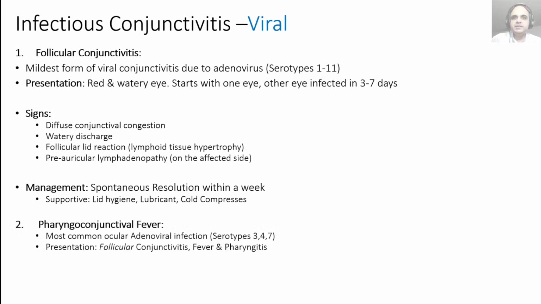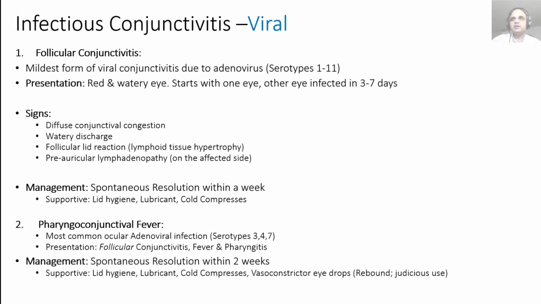Pharyngoconjunctival fever is the second type. This is the most common presentation, and it is not the mildest, but the most common, serotypes 3, 4, and 7. The presentation is very similar to a follicular conjunctivitis, the difference being fever and pharyngitis as added features. So the management is pretty similar. The duration of the disease is a little longer. It's spontaneously resolved within 2 weeks.